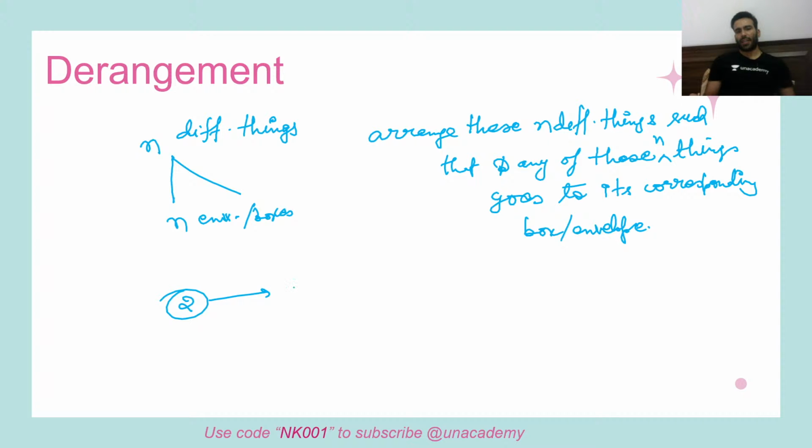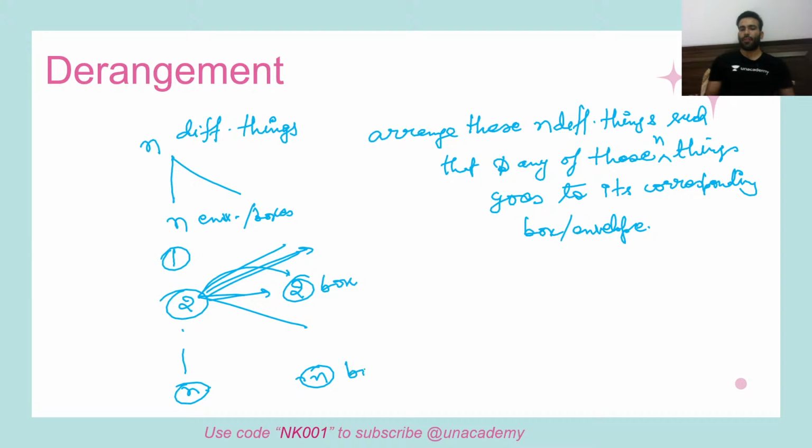Now second number of object has got, let's say, second number of box. So instead of going to second number of box, it can go to other boxes. So I'm talking about those cases when it is not going to box number 2. So it is applicable for every box till n. So nth number thing will not go to nth number box. It will go to something else. So this is applicable for every thing.